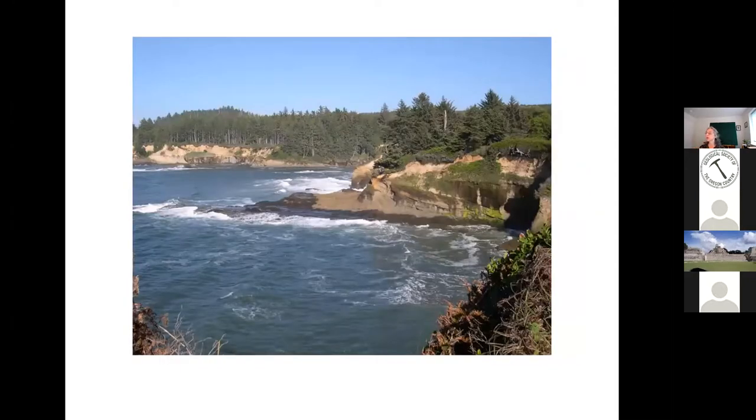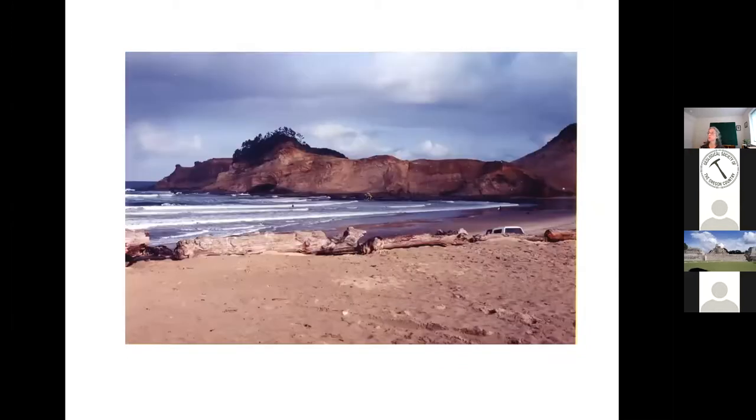I've got a picture here that I took of Boiler Bay, and you can see the folding that's occurred in here. So this exposes it nicely, and you can see the folding in the sandstone. Now I don't have another picture of some of the capes along the Oregon coast.